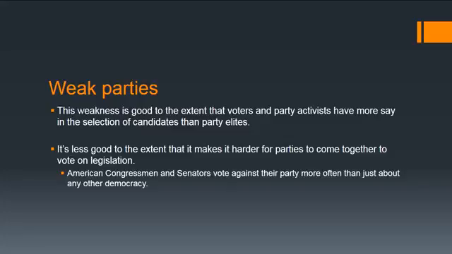The features of our system, the weakness of the parties, means that American congressmen and senators tend to vote against their party more often than just about any other democracy. You often see a high level of party cohesion because competition requires cooperation. If you're going to compete, you need to have a united front. You need to play as a team, to use the metaphor. And it looks like American congressmen and senators are less team players than just about any other politicians in any other democracy around the world. And that's a function of primaries, and it's a function of the electoral system.